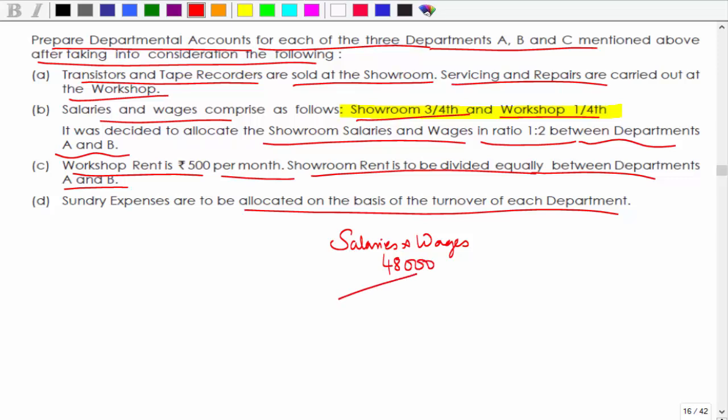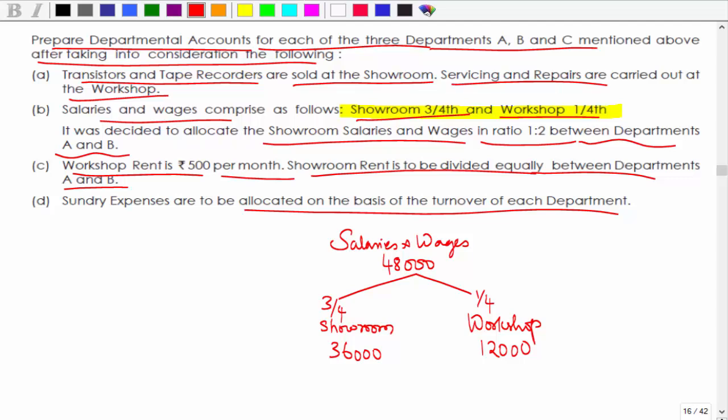Of this 48,000, 3/4 will go to showroom and 1/4 will go to workshop. So what is the value of 1/4? The value of 1/4 is 12,000, right? It means 3/4 is 36,000. Now workshop is nothing but your Department C. Your Departments A and B comprise the showroom.